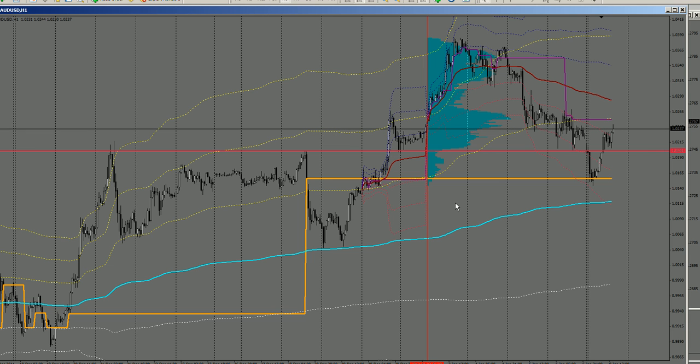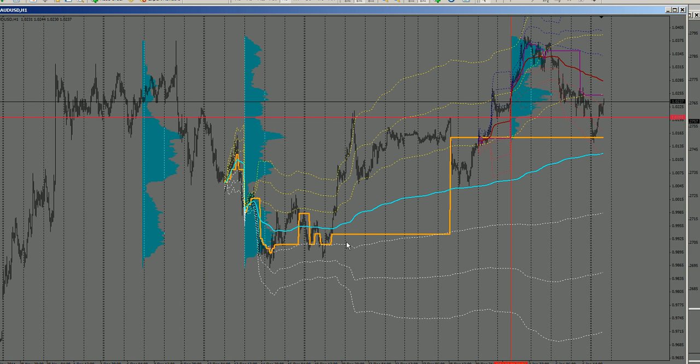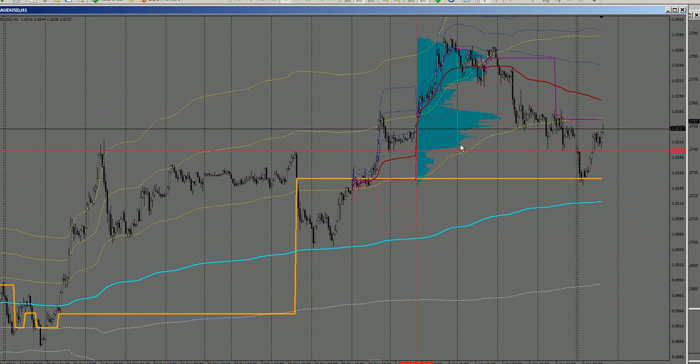The Australian dollar against the US dollar had a nice long setup here during the Asia session. We got here the volume peak for the last 20 days. Here we got a peak, so that is a support point here, and we got to that level and bounced here nicely off that. So a very nice support level for long.